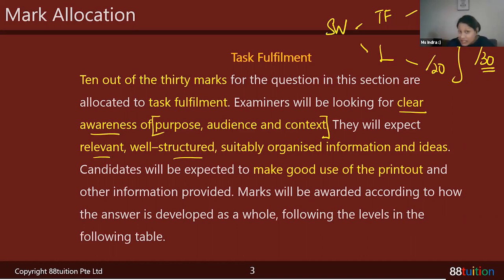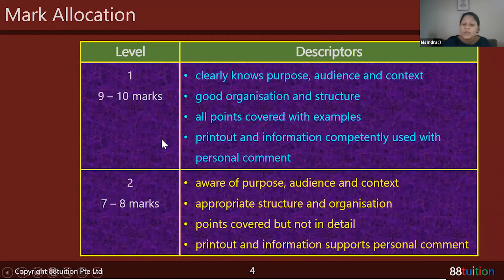full of ideas, and that makes use of the printout, which is why we're doing amplifying. They give you a printout, so how on earth are you supposed to imagine information from just that one printout? Remember, we are going to be grading you on the essay as a whole, following the levels. We're just going to be looking at the top two. We clearly know our purpose, audience, and context, with good organization and structure. Remember to cover all the points they've asked you in the bullet points, with examples.